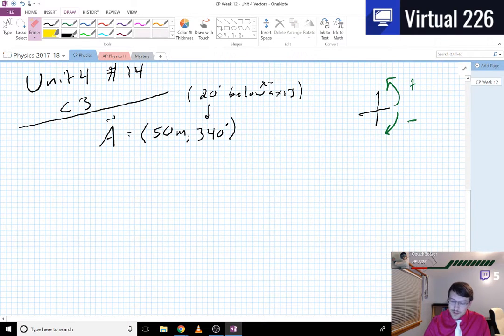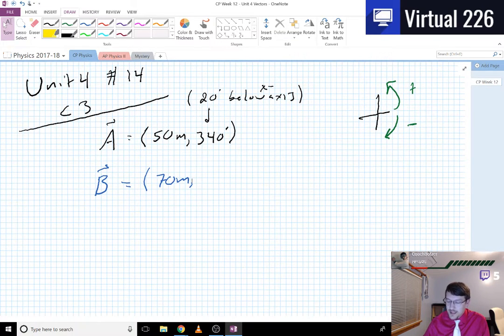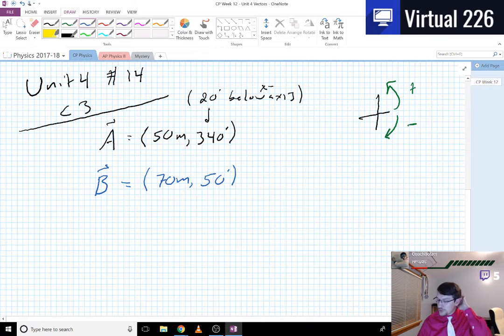So we've got vector A. And vector B here, we'll make this in blue. Vector B has a magnitude of 70 meters, so it's a longer vector, and it's at a direction 50 degrees above the x-axis. Okay, so if we're going to put this in the first quadrant, then it would actually be at 50 degrees. So those are our two vectors there.